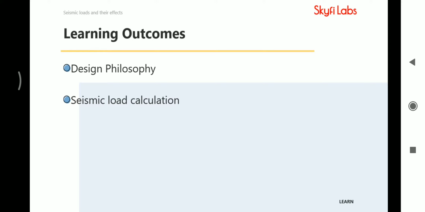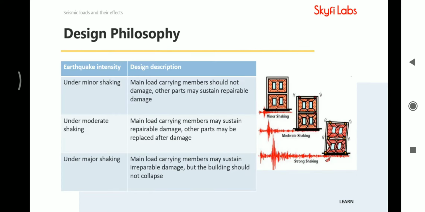Seismic loads and their effects on buildings. In this video, you will learn about the design philosophy involved in the seismic analysis and seismic load calculation as per IS Code 1893. Seismic-resistant buildings should be designed based on the intensity of earthquakes.